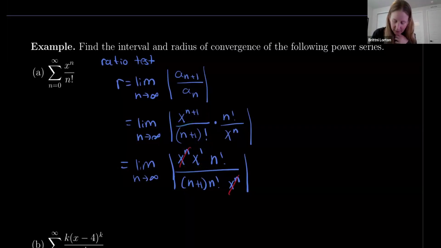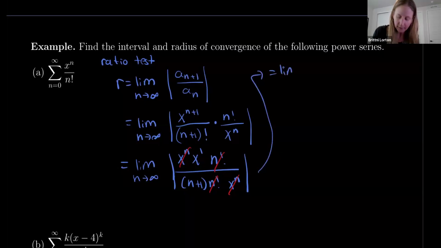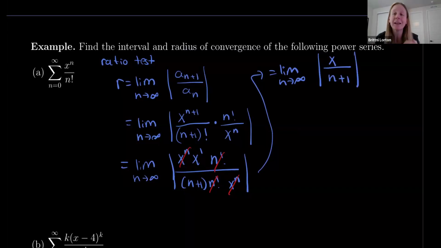So x to the n is gone, the n factorial is gone. This limit becomes the limit as n goes to infinity of the absolute value of x over n plus 1. That absolute value was important because x is unknown and I have no idea if it's positive or negative. I need to make sure I keep that absolute value to be safe.